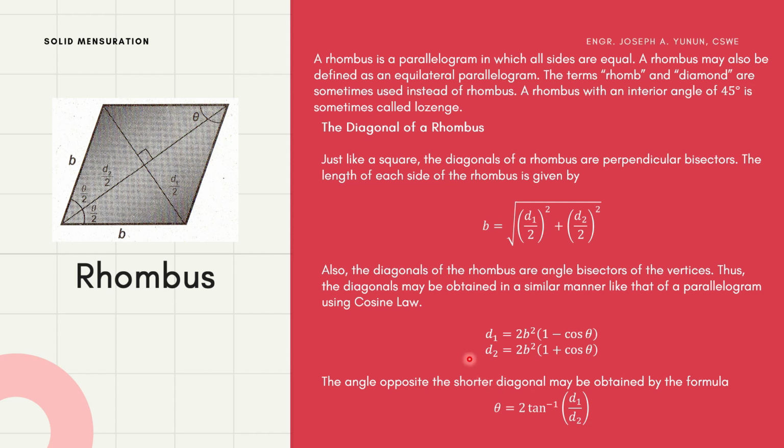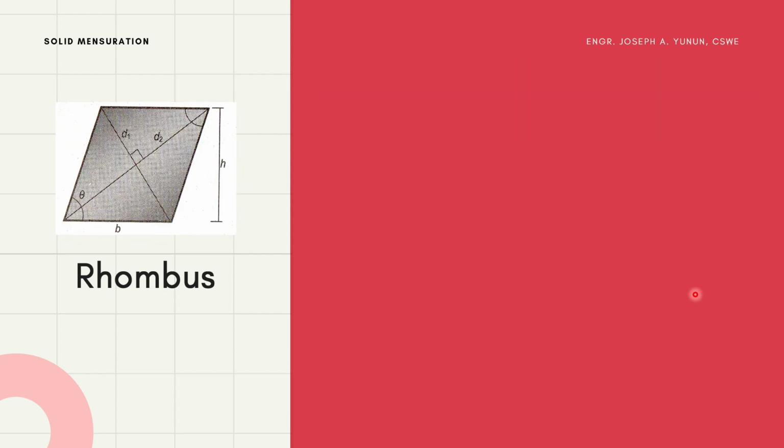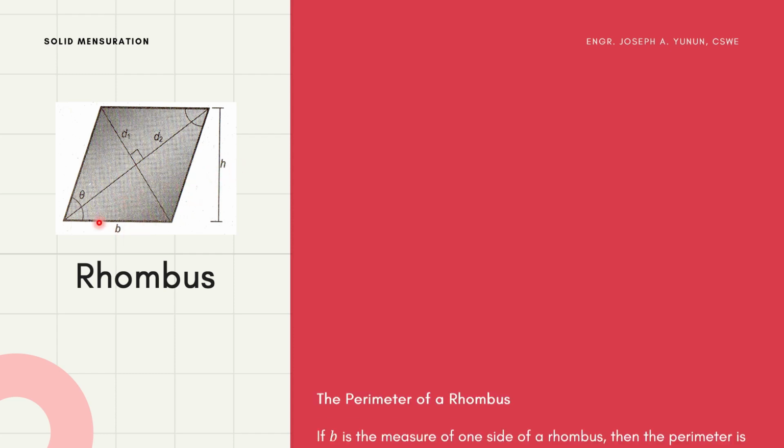So diagonal 1, diagonal 2, the shorter diagonal and the longer diagonal. Then the angle opposite the shorter diagonal, which is D1, is theta. So you need this formula if given the diagonals of the rhombus. Similarly, you have the height and the base, so the area can be written as base multiplied by height, or b squared sine theta.